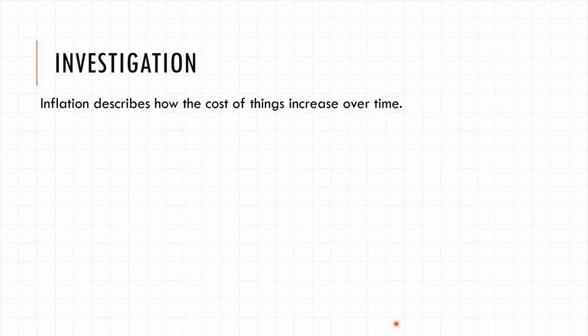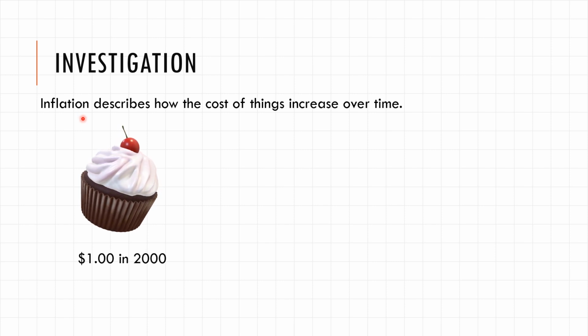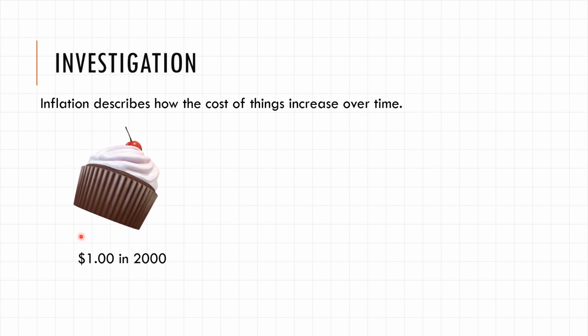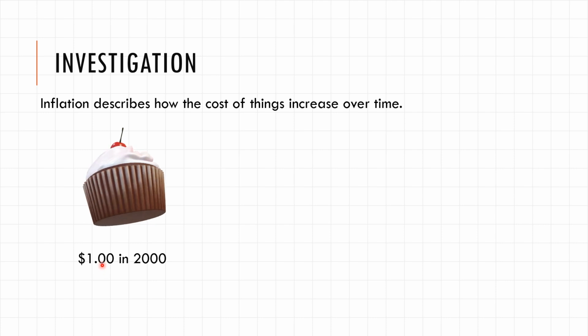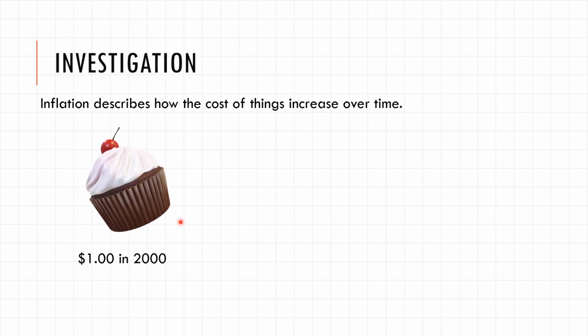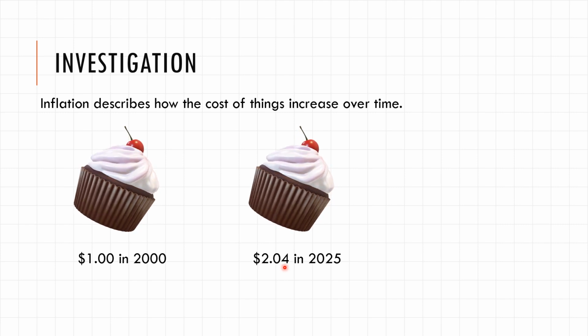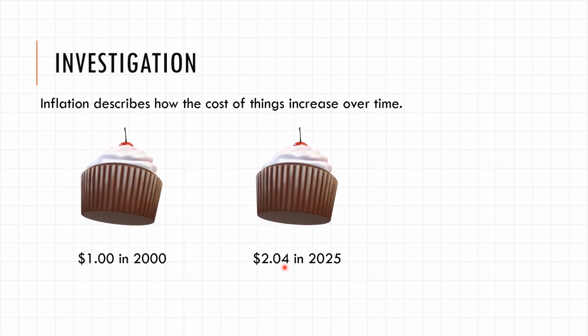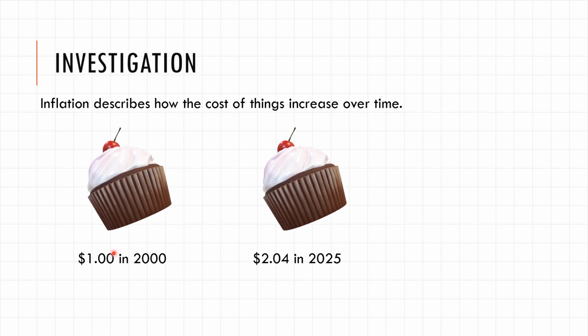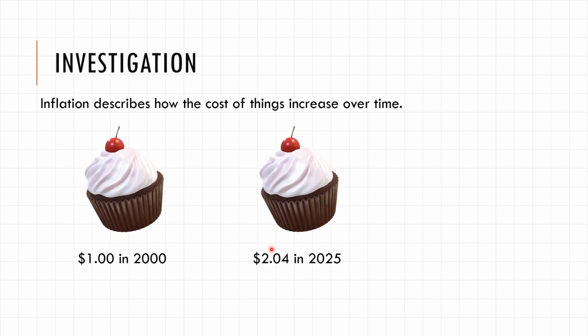One of the places in real life that you'll see exponential data come up a lot is something called inflation. Inflation is a word that describes how things cost more and more over time. For example, in the year 2000, maybe you went out and you went to a lovely bakery to buy a cupcake and it was $1. Well, in 2025, that very same cupcake would cost something closer to $2.04. So that is just an idea of how much that cupcake has increased in price over time.